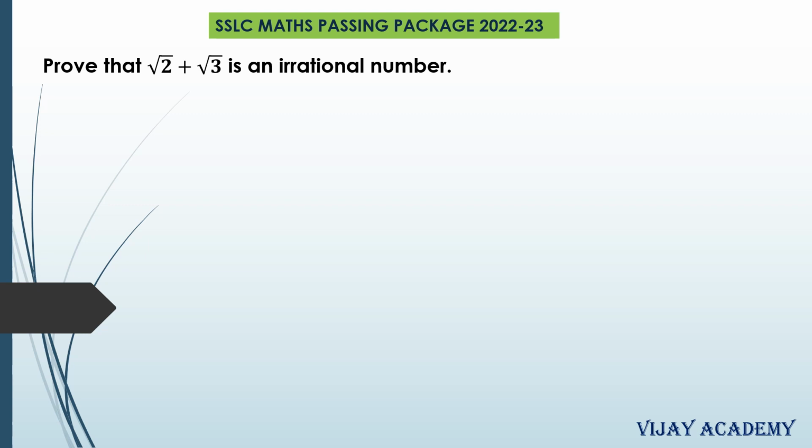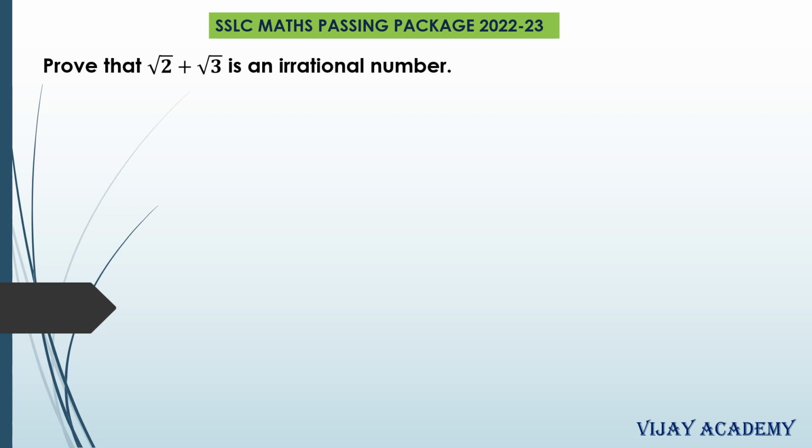Today I am explaining how to prove root 2 plus root 3 is an irrational number. Basically here we use the method of contradiction. So we take the given number as a rational number, then we prove that it cannot be expressed as a rational number, and then finally we say that it is an irrational number.